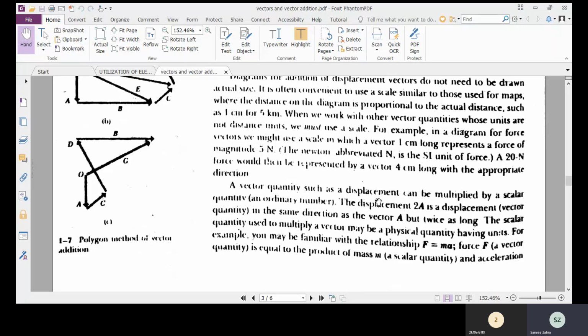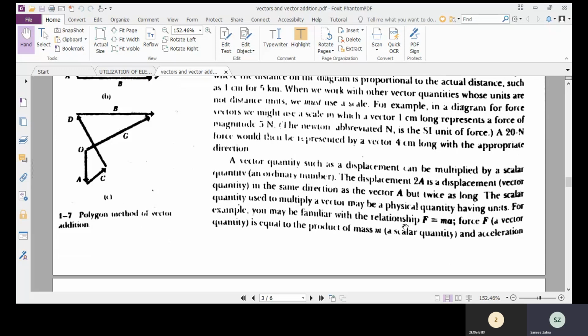A vector quantity such as displacement can be multiplied with a scalar quantity. We can multiply it with any scalar number. Suppose if you want to multiply 2 with a displacement, then yes, we can multiply it, but we cannot add a scalar quantity to a vector quantity. We can multiply a scalar quantity with a vector quantity, but we cannot add them.